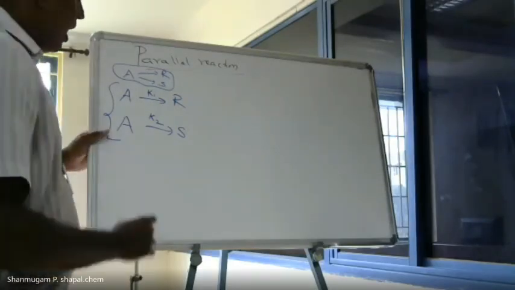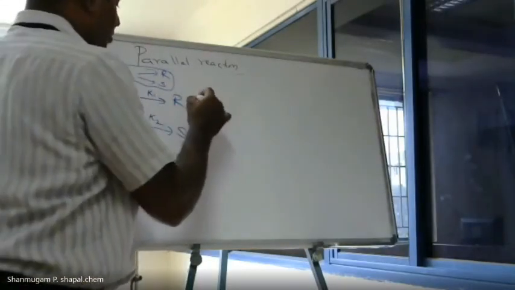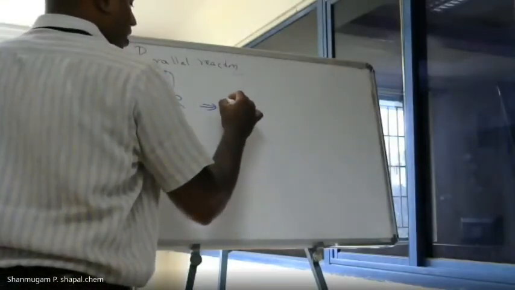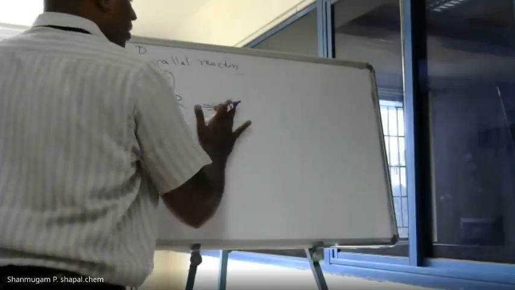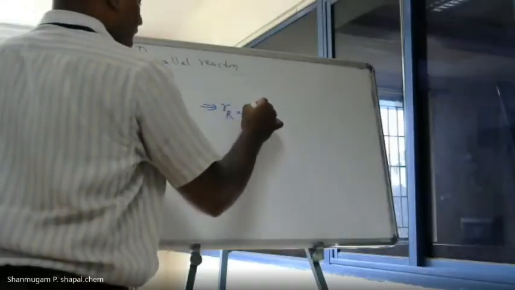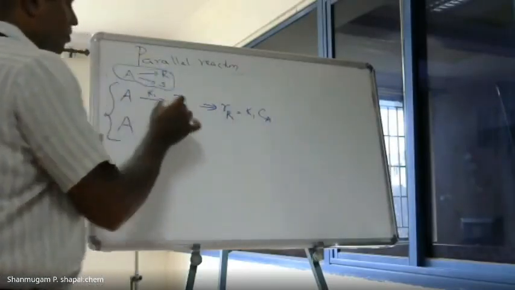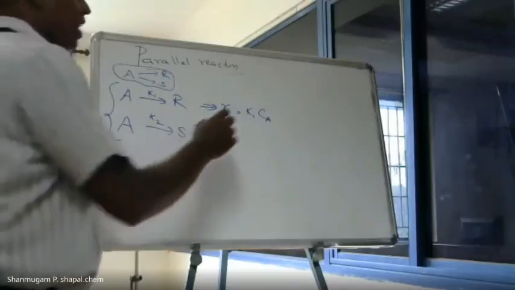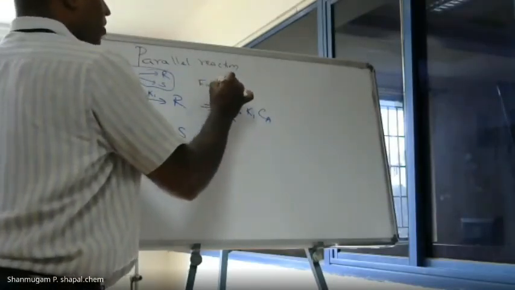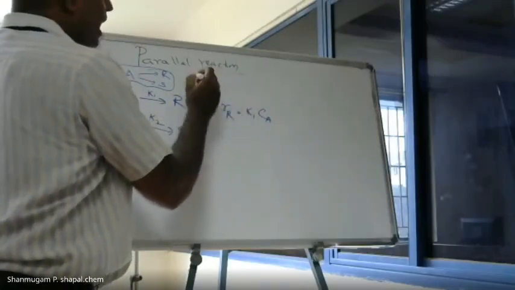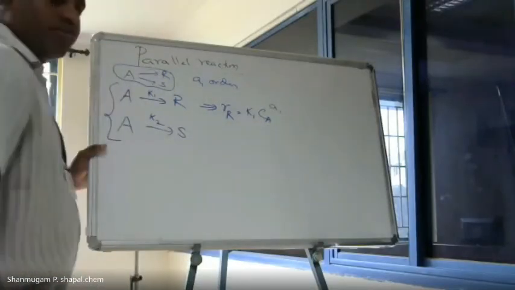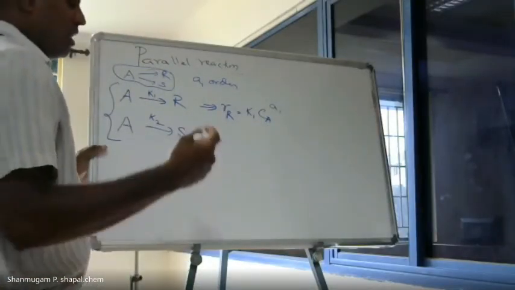And if you see here, the rate for this particular reaction mechanism is, for R, that is for the product, equal to K1 Ca, that is with respect to the concentration of A. And we consider this is first order, or we take it as A1 order. So we say A1 here.